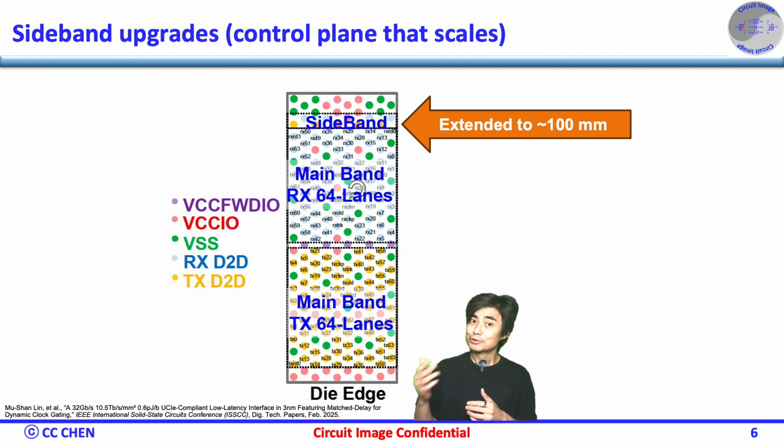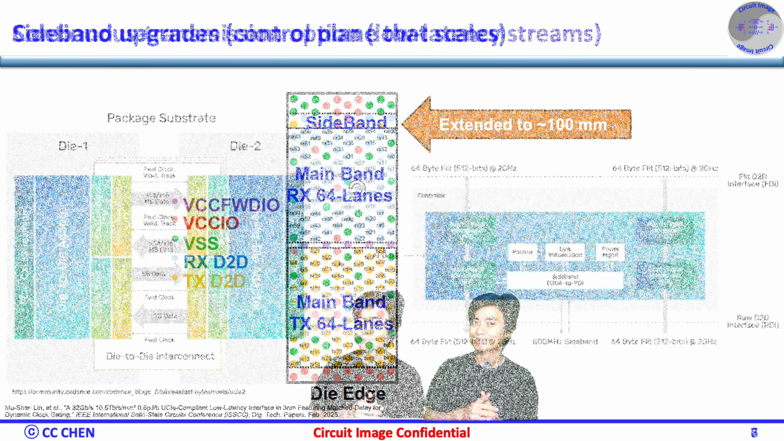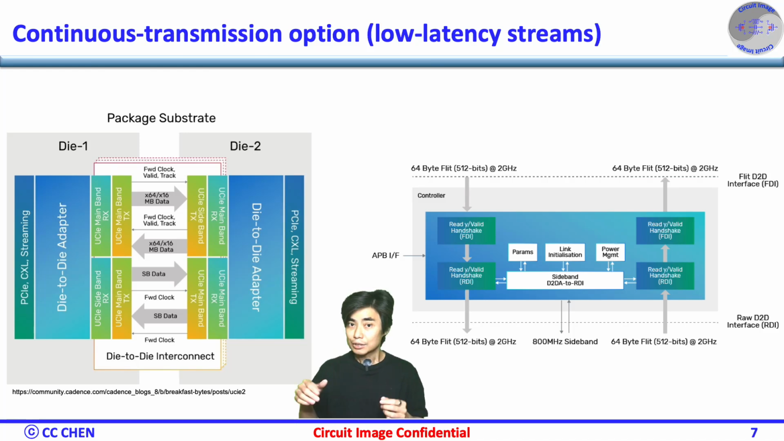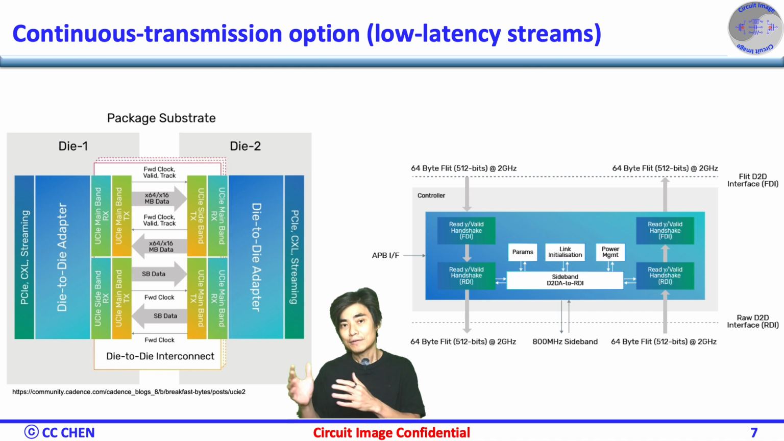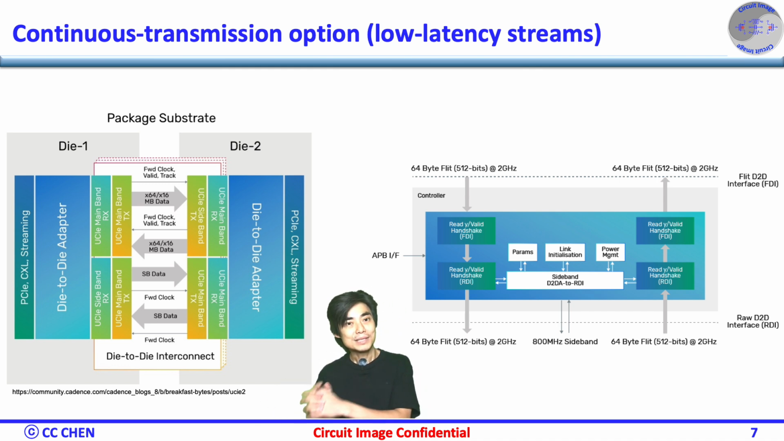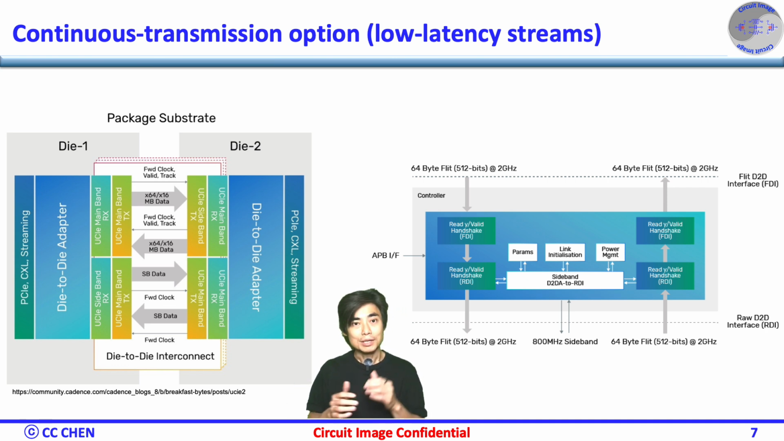Some paths need low latency data. 3.0 covers that too. For converter paths and custom data planes, continuous transmission sends a raw stream with minimal overhead. That lowers latency and jitter and can simplify the DSP handshake. This is alongside PCIe and CXL tunneling, so you can choose the best mode per load.